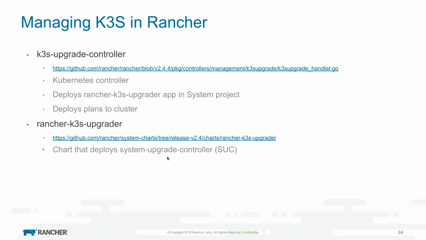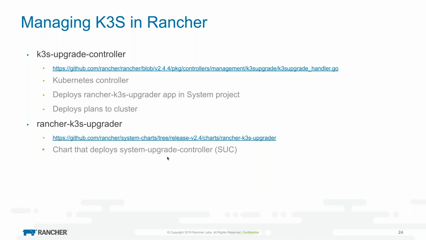So like I said, we need the system upgrade controller to upgrade the nodes. That's the first step of the upgrade controller: to deploy that app in the system project. So we have that CRD. That CRD can be recognized, and a plan CRD can be created. And then if you have the plan CRD created, then the system upgrade controller, which was deployed previously, can do its work and act on that plan. So that's the step that the upgrade controller does.